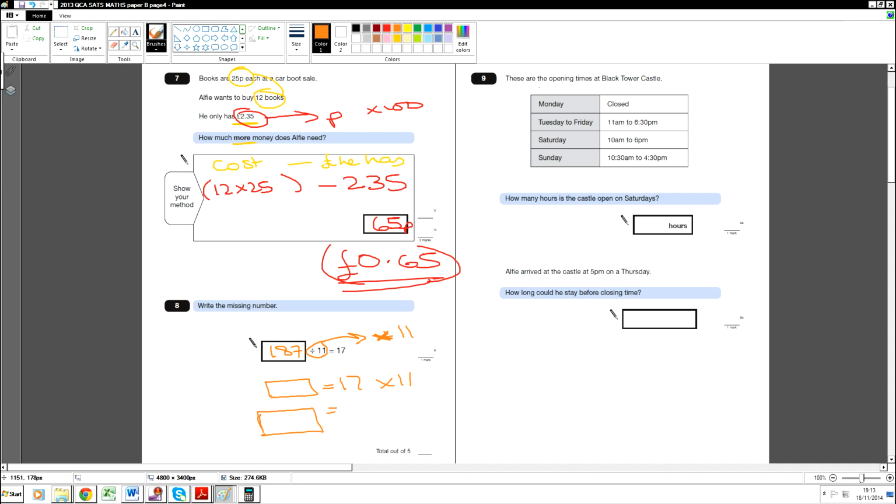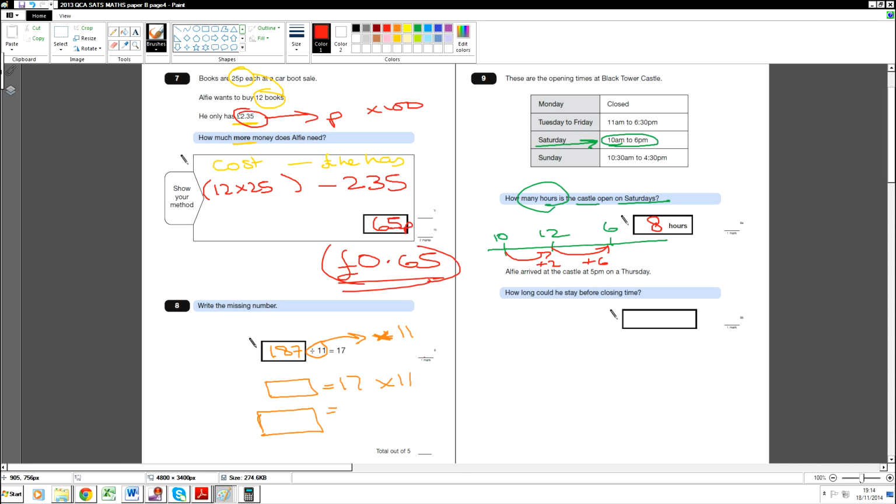Question number 9 now. These are the opening times at Black Tower Castle. Monday, closed. Tuesday, Friday, Saturday, Sunday. How many hours is the castle open on Saturdays? So Saturday, this one here. We've got to work out the time between 10 and 6. Here's 10, here's 12, and here's 6. If you want to do it on the timeline, 10 to 12, how many hours is there? 2. And 12 to 6, how many hours is there? 6. So altogether that gives you 8.